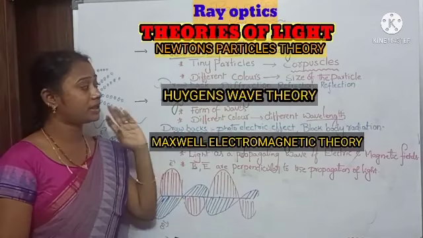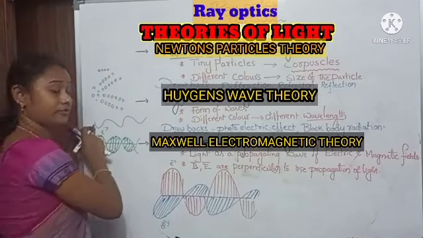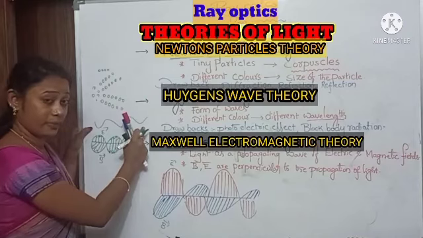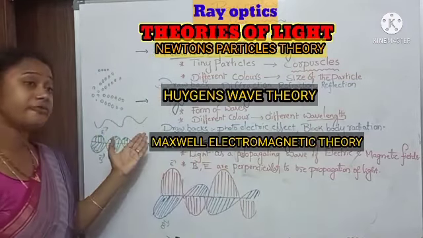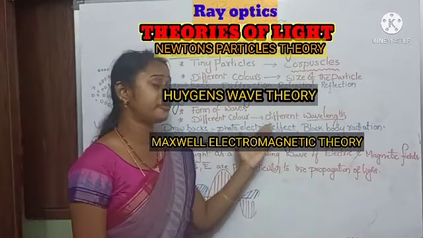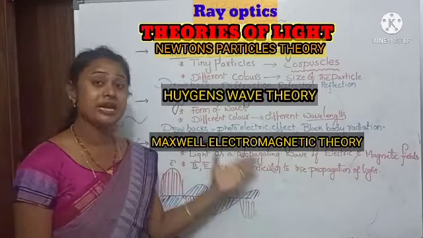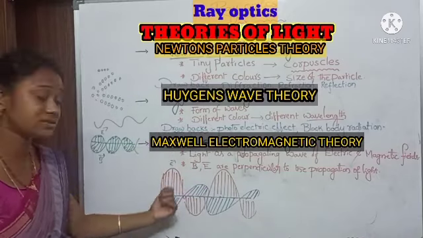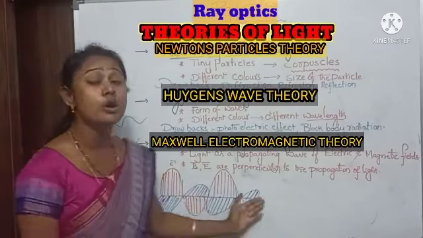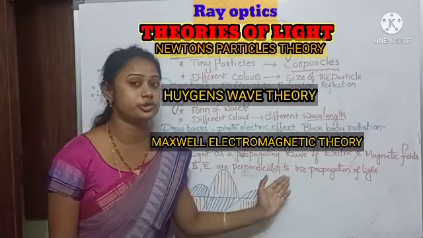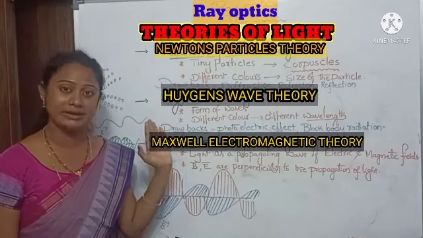Next, the second theory was Huygens' wave theory. So here light is in the form of a wave and the different colors of light are due to different wavelengths. He fails to explain the photoelectric effect and black body radiation. Maxwell's electromagnetic theory: a light wave has both an electric field and a magnetic field which are perpendicular to the direction of propagation of light. And these are the three basic theories of light.